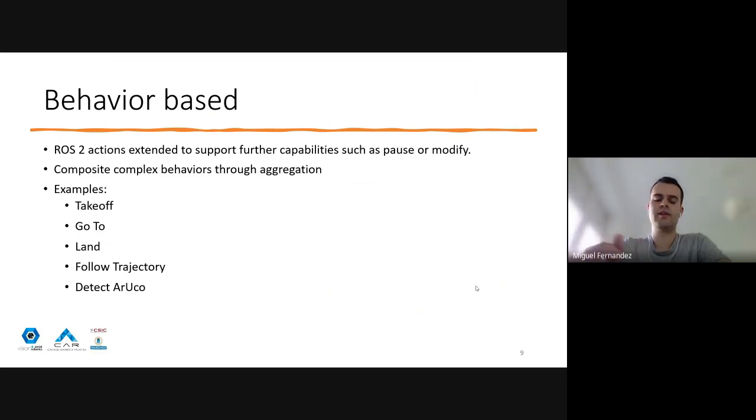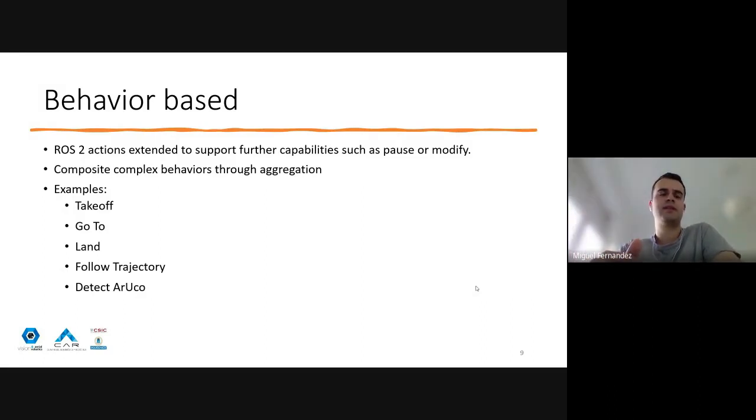So in order to specify a mission, we created behaviors, which are like ROS2 actions, but we extended them in order to support further capabilities. For example, if you want to pause a go-to, and you use traditional ROS2 actions, this won't be possible. You just have to cancel it. And we added these extra capabilities, but we are still compatible with the normal ROS2 actions. So if you just want to use normal ROS2 actions, you will be able to do it, but you cannot use these extra capabilities.